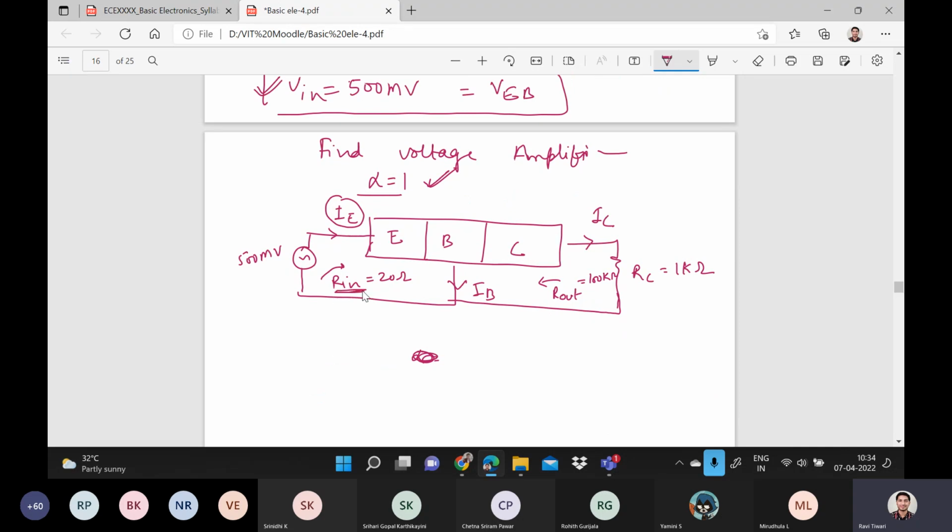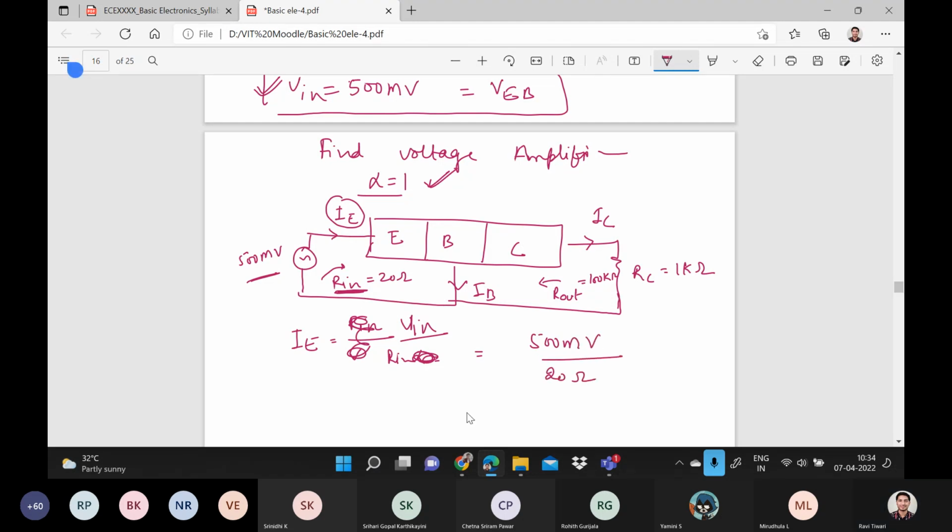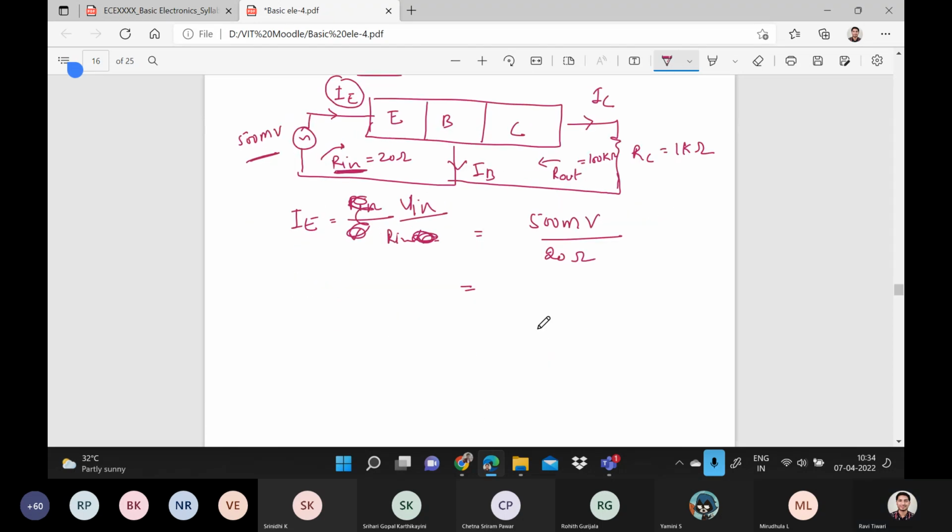See, Rn is given to us, that is the input resistance. We know the input voltage. So can we find out the IE? IE is equals to V in divided by Rn, right? So this is 500 millivolts and Rn is 20 ohm, which will be equals to 25 milliamperes. This is IE.